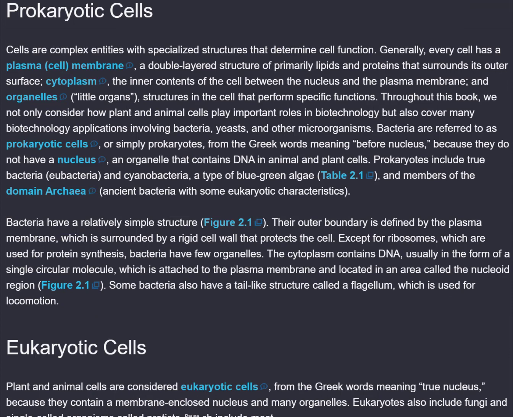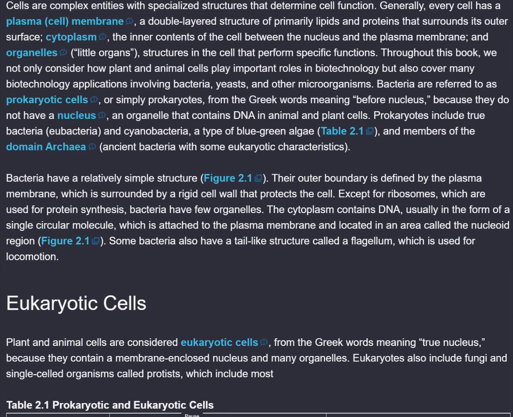Prokaryotic cells. Cells are complex entities with specialized structures that determine cell function. Generally, every cell has a plasma, or cell, membrane, a double-layered structure of primarily lipids and proteins that surrounds its outer surface; cytoplasm, the inner contents of the cell between the nucleus and the plasma membrane; and organelles, little organs, structures in the cell that perform specific functions.